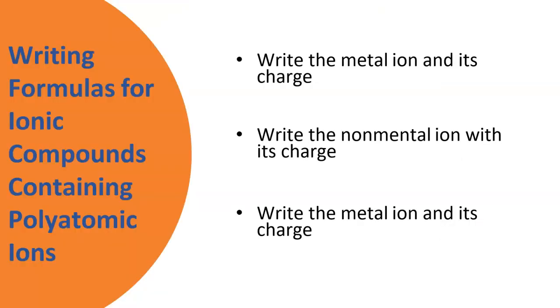So let's just talk about how to write formulas for ionic compounds with polyatomic ions. Now, writing the formula for compounds with a polyatomic ion involves the same steps as binary compounds, but parentheses are used around your polyatomic ions.